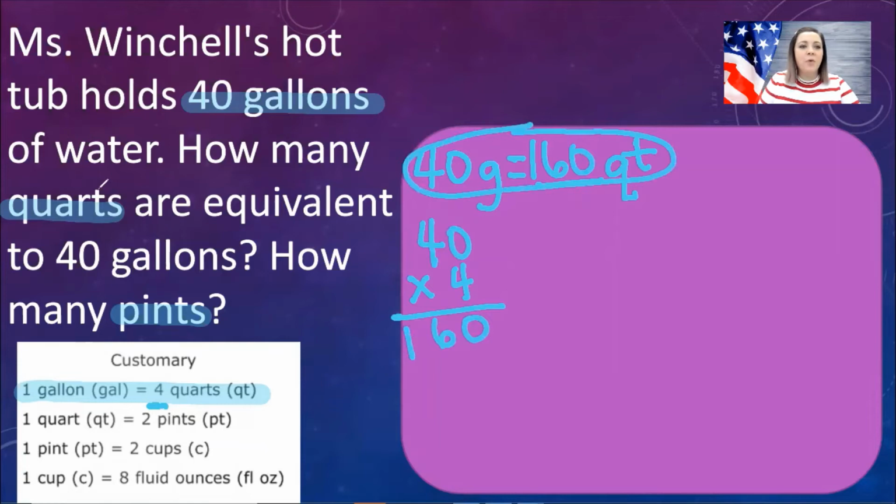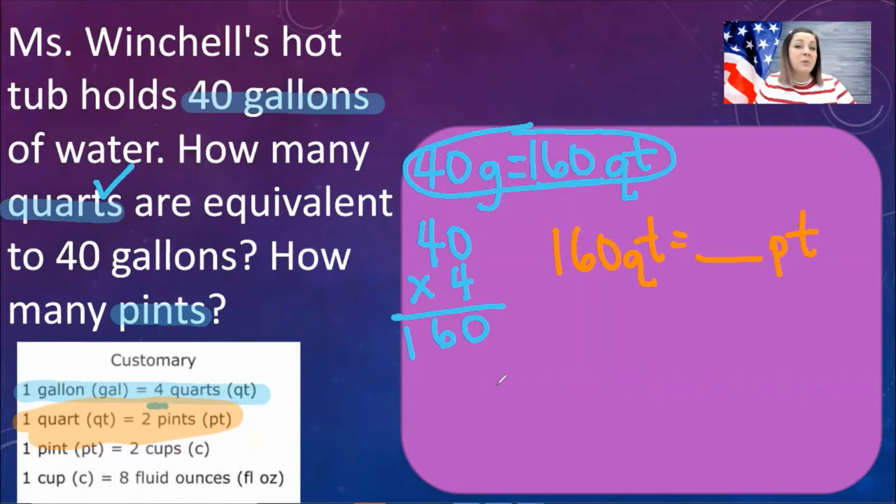But remember, we have now only done the first part of this problem. Now they want us to figure out how many pints. So I'm going to change my color here so it looks a little bit different. Let's do orange. Okay, so now we're going to come here and we're going to change those quarts into pints. Quarts to pints. So now I've got 160 quarts, and I want to know how many pints that is equal to.